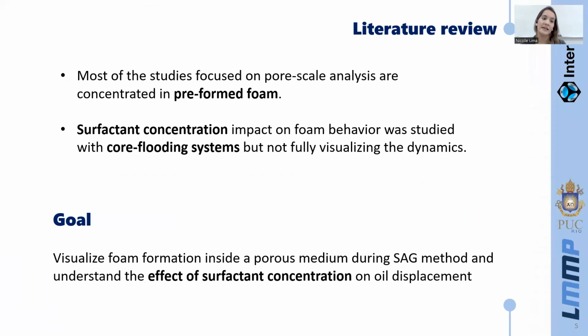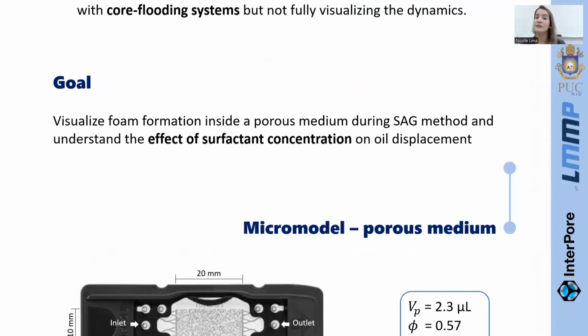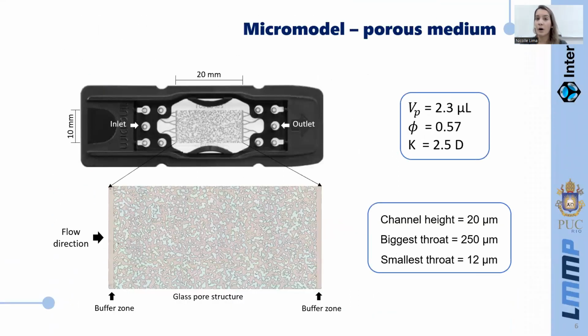The goal in this work is to visualize foam formation inside the porous medium during the surfactant alternating gas method and understand the effect of surfactant concentration on oil displacement. To do that, we're going to use a micromodel.